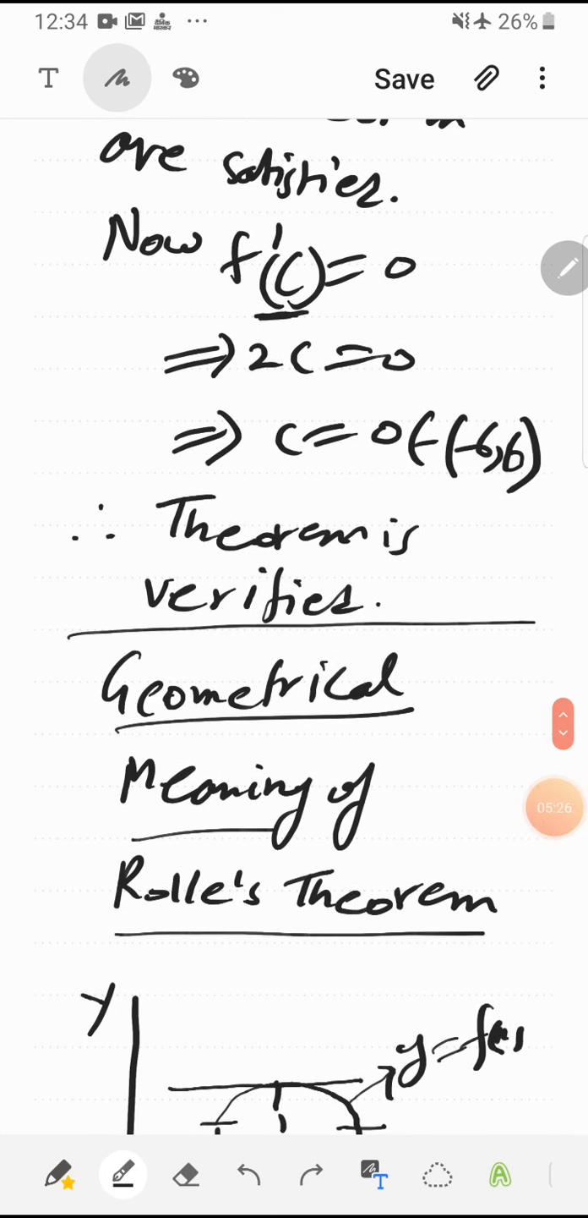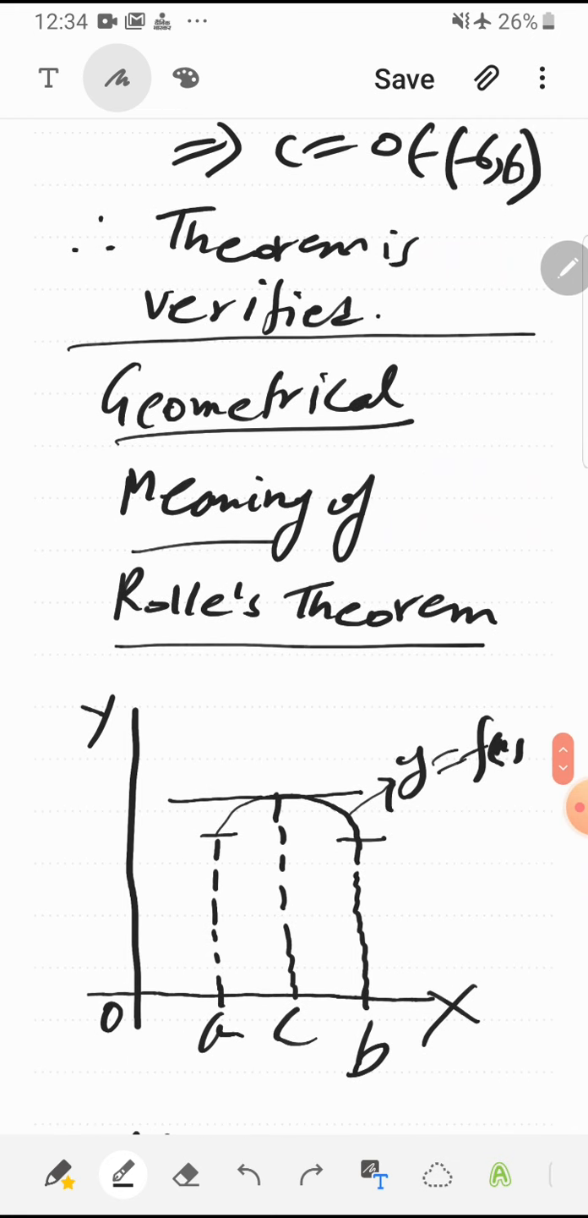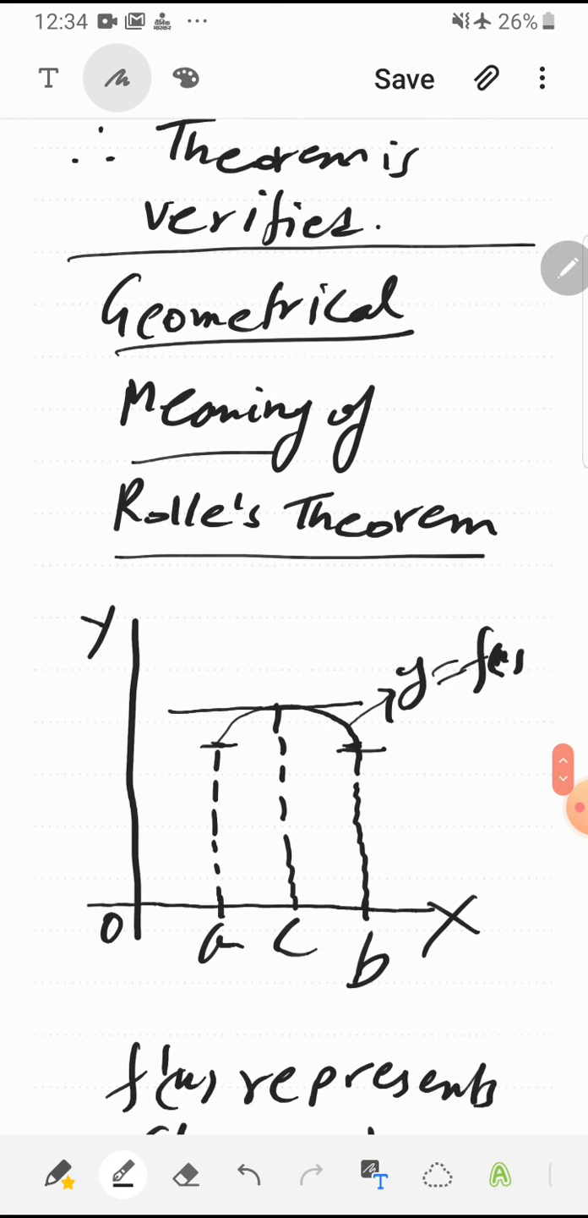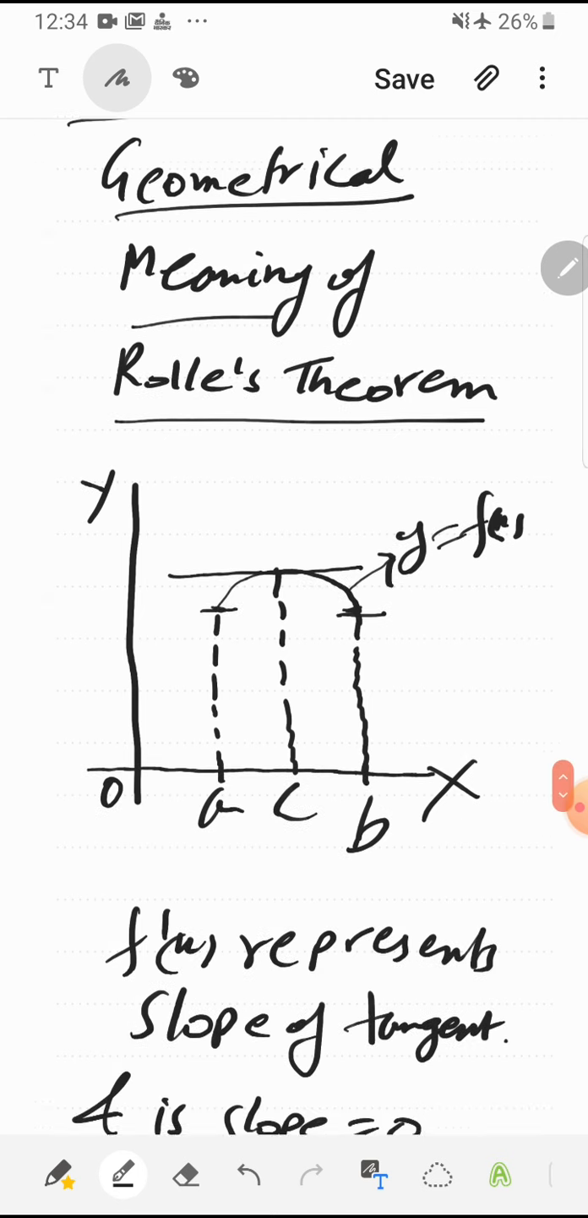Now let us understand the geometrical meaning of Rolle's theorem. Now if we see this diagram, it is the graph of a function y is equal to f of x. Clearly we can see the graph is continuous, that means there is no hole from the interval a to b. From a to b, this is continuous, and also f of a, the height at a, is equal to the height at b, so continuous, differentiable, and f of a is equal to f of b.